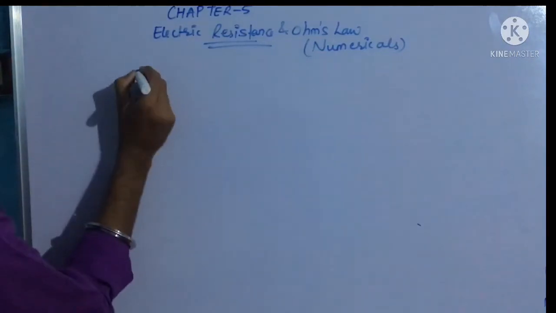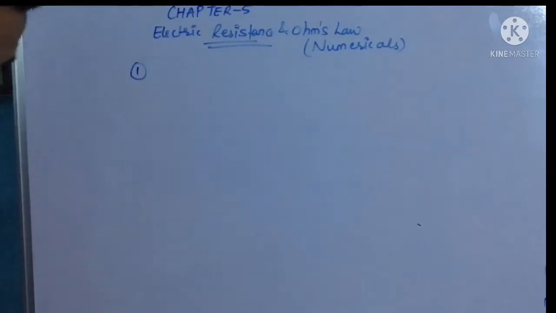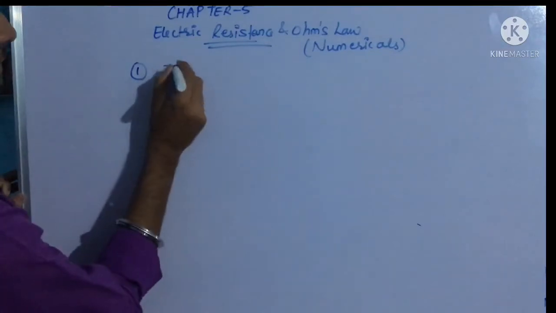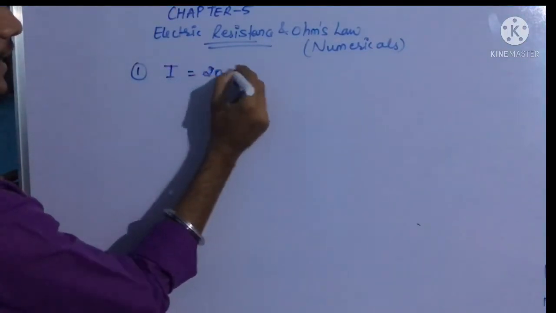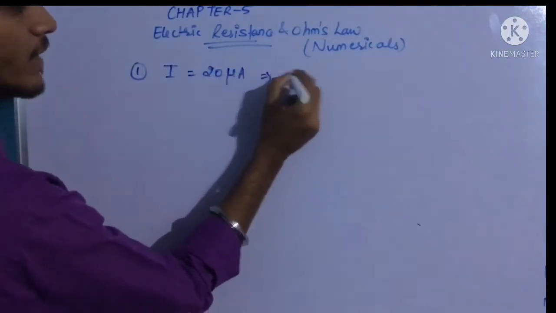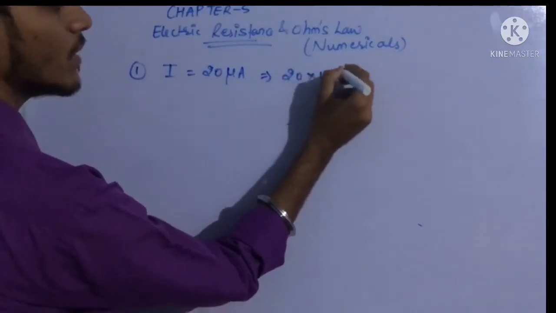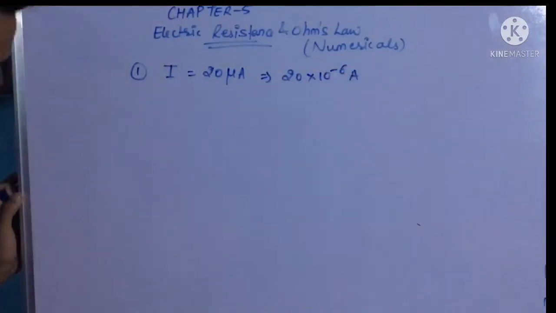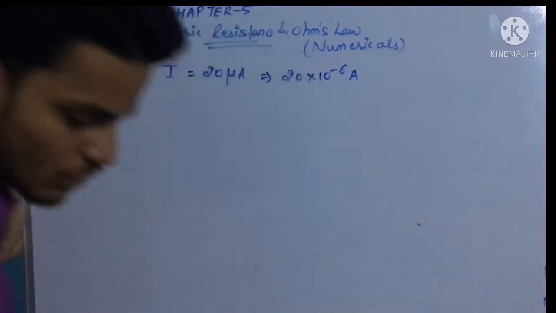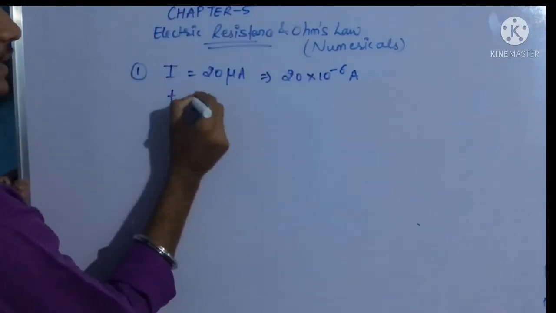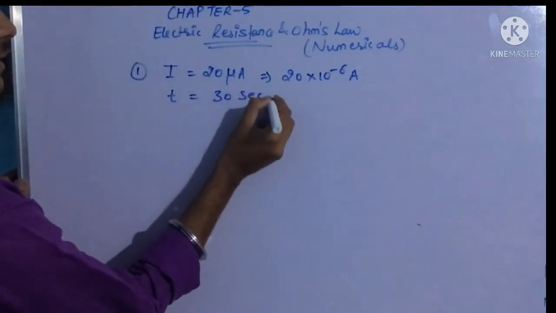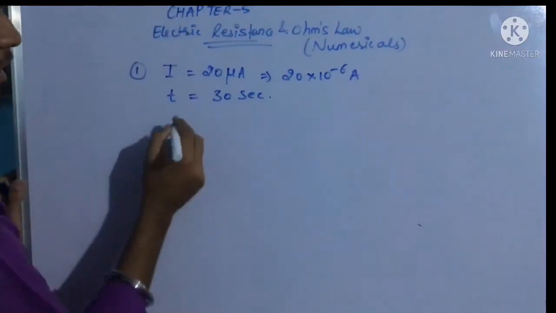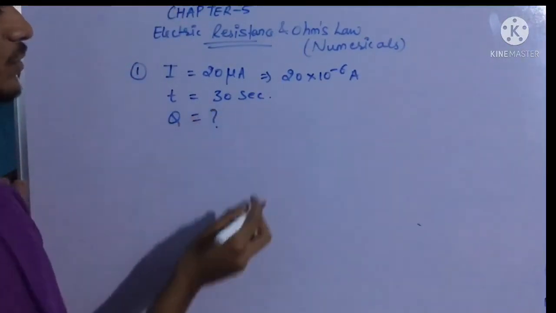So, starting from the first numerical, a current of 20 microampere is given, and 1 microampere is equal to 10 to the power minus 6 ampere. The current flows in a wire for 30 seconds. Time is given as 30 seconds. Now we have to find the amount of charge, which means we have to find Q.